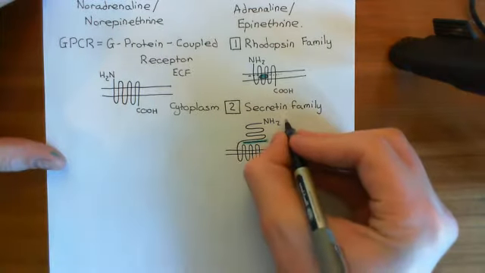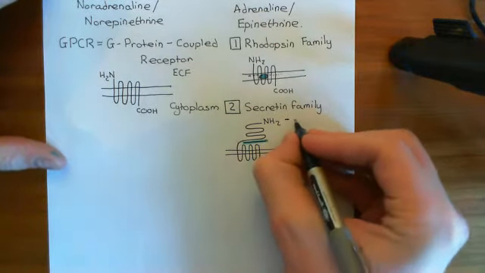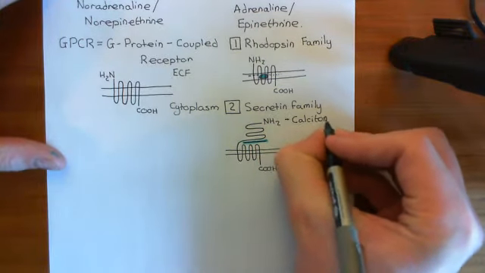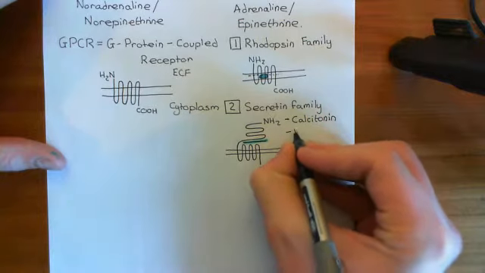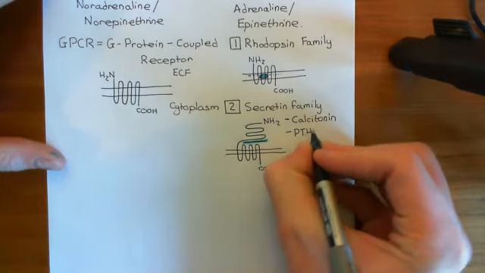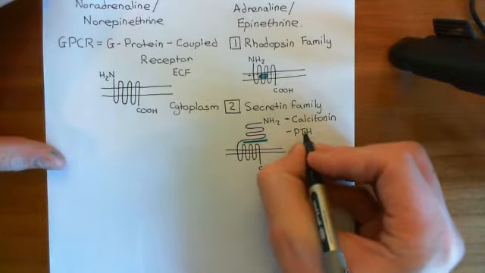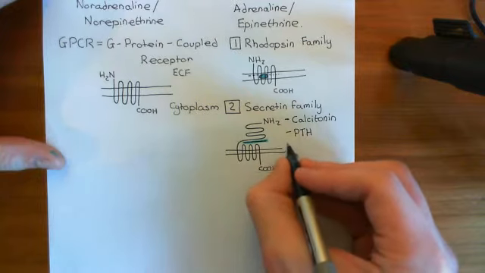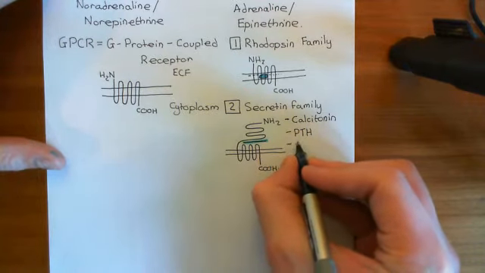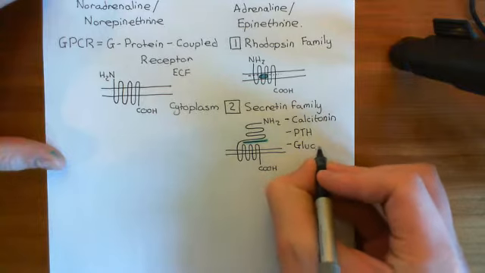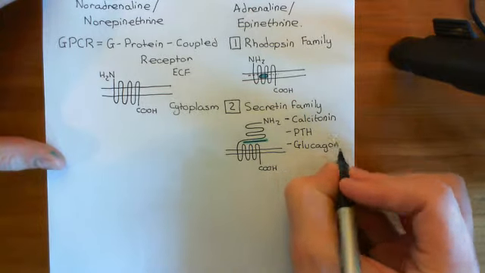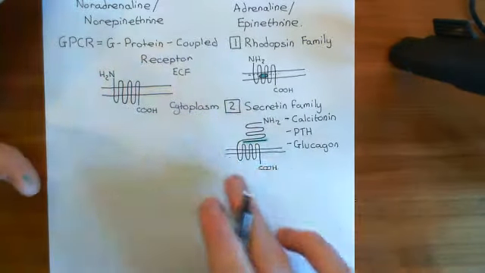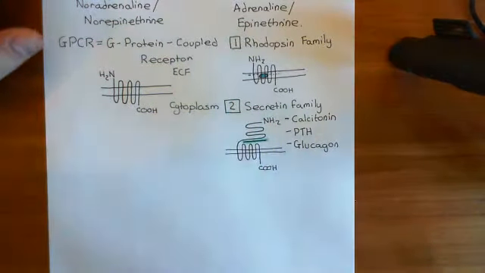Now let me give you some examples of receptors that are in this family. For instance, the receptors to calcitonin are within this family. The receptors to parathyroid hormone, both of these two are peptide hormones, and they're very important in the regulation of calcium level within the blood. Receptors to glucagon, another peptide hormone, are also examples of secretin family G protein coupled receptors. So these all abide by this general rule, this general structure.